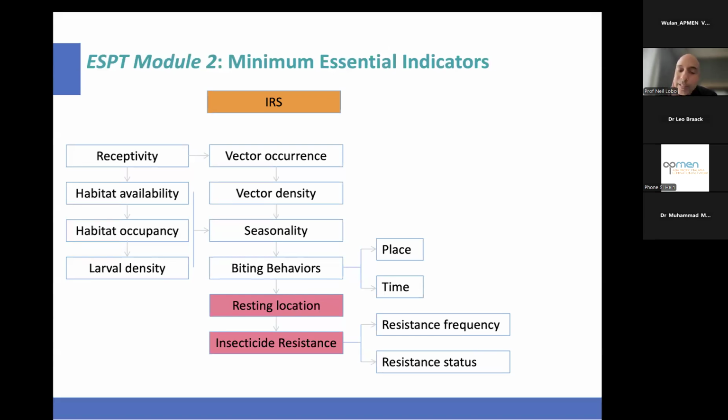If your question is, is IRS going to work at my site? I would look and see the proportion of mosquitoes that are resting indoors, and if that's susceptible to the insecticide I want to spray. And those are your minimal essential indicators. All of a sudden, we've whittled down 40, 50 indicators into just two.